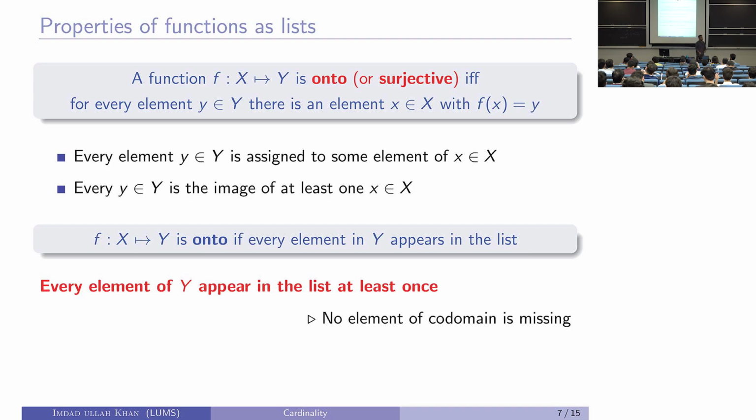For one-to-one, we had to say that every element of y appears at most once, meaning there is no repetition. So there is no repetition here, right? At most once. And this one says there is no missing. Every element of y must appear at least once, in the list representation.